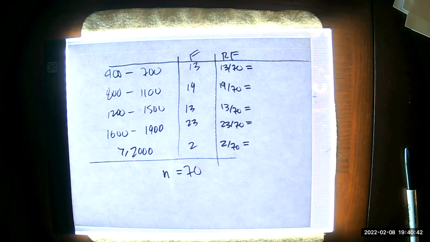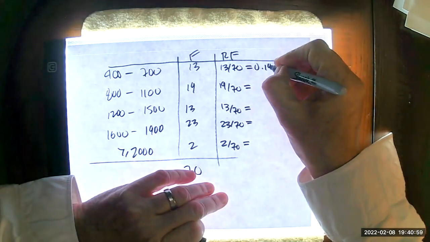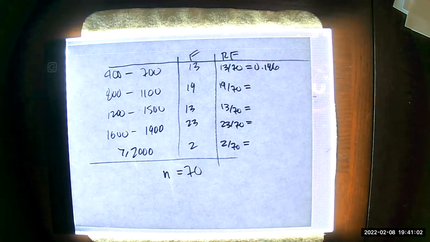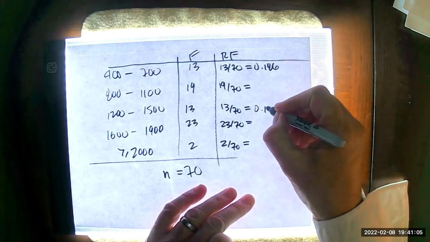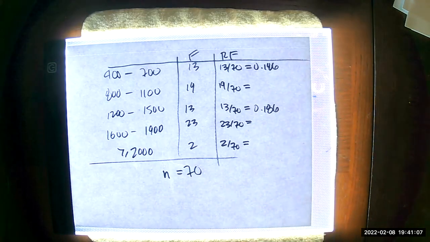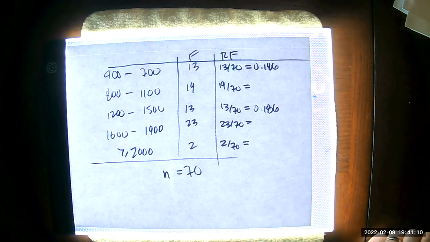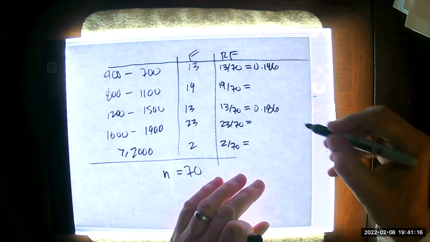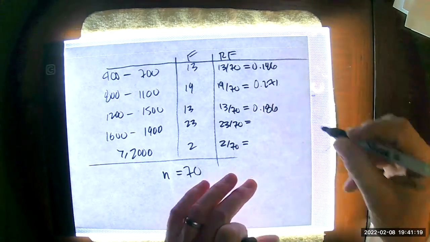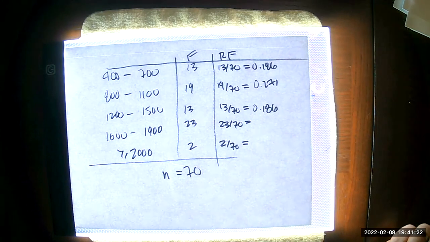So let's see. 13 divided by 70 is 0.1857, or 0.186. And by the way, there's another 13 down here, no reason to do it twice. Then I'll do 19 divided by 70. 0.2714, 0.271. Then I'll go 23 divided by 70.